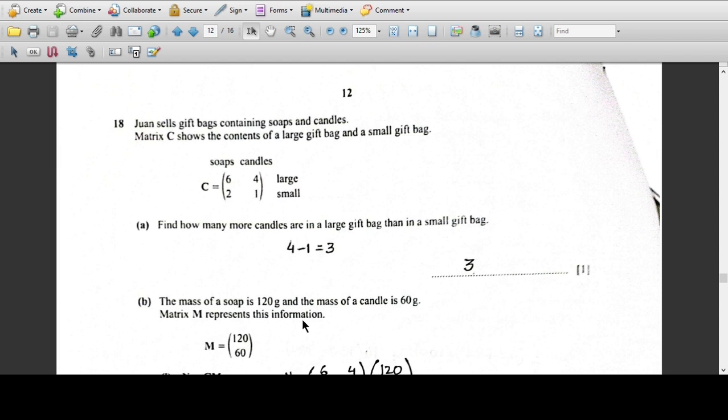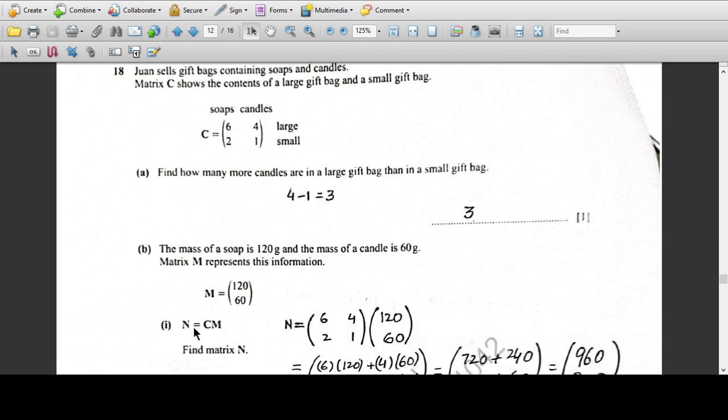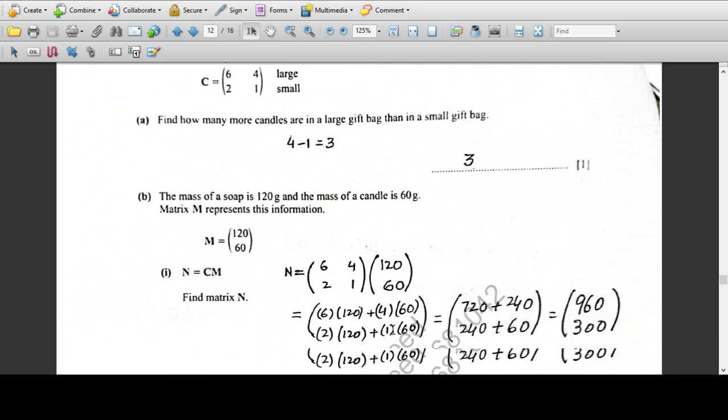Matrix M represents this information. This is the mass of soap and this is the mass of candle. We have to find N is equal to CM. So C is this one and M is this. In place of C we write down this matrix, and in place of M we write down this matrix.